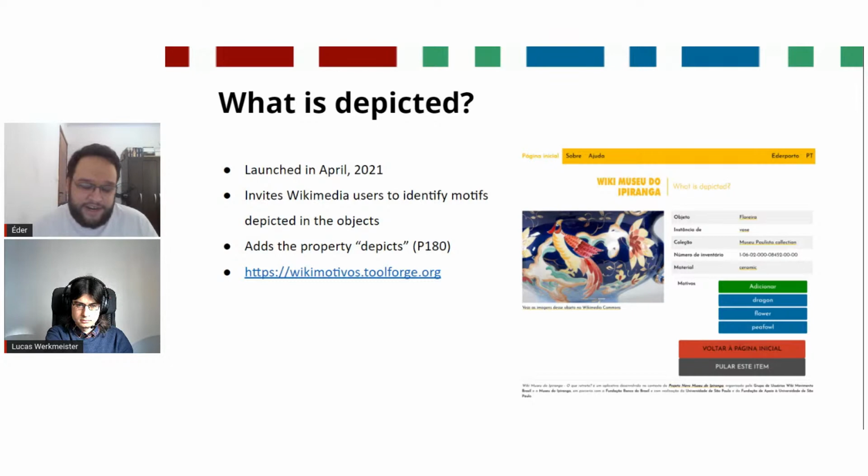There's a drawing of a peafowl, and it has flowers, and in the vase itself, a part of the vase are two dragons. So you hold the vase by these two handles, I think, that are in the format of dragons. So all these figures are motifs of this object, and this adds the property depicts (P1A) to the items of the collection.